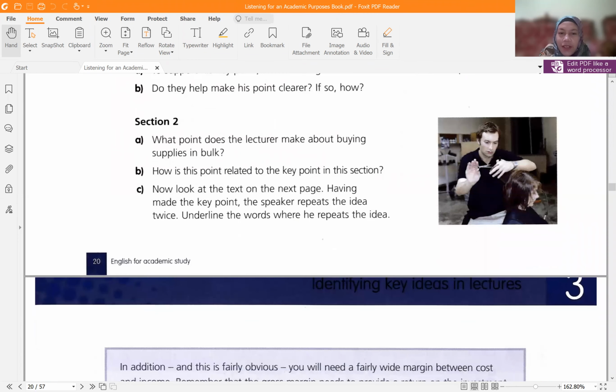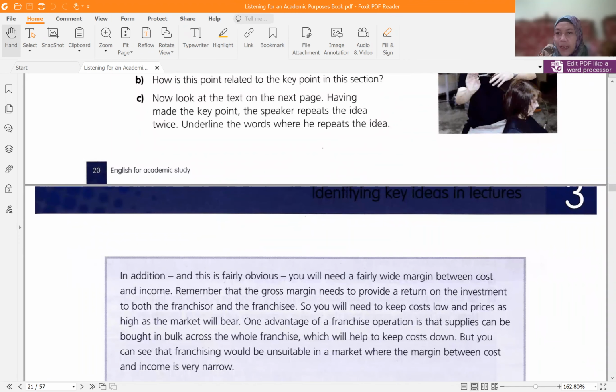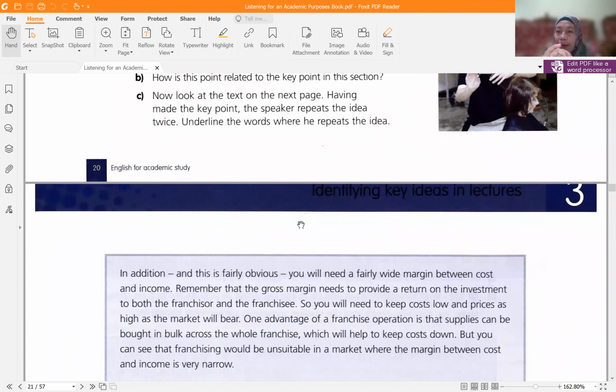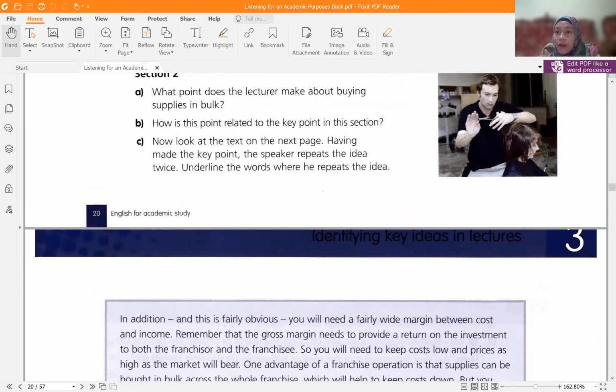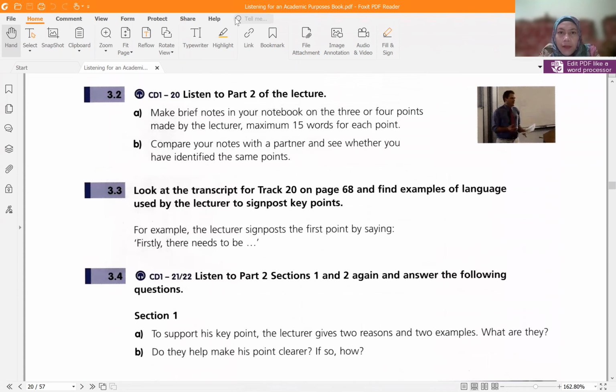And you also need to underline the words where he repeats the idea. Kalian juga perlu mengunderline, menggarisbawahi ketika dia mengulang lagi ide yang dia bahas, gitu ya. Okay. So after this, I'm going to send you, or how many? Wait a minute. Sebentar, mohon maaf. Oh, how many minutes that we have made for this audio?